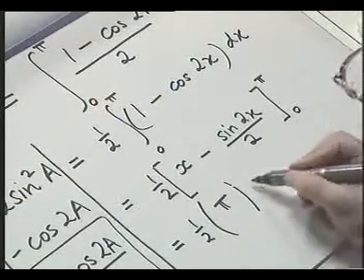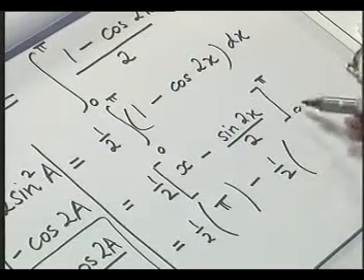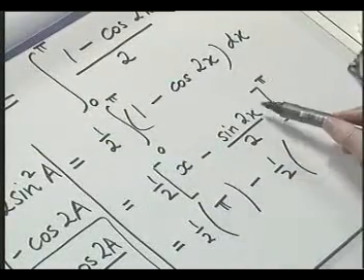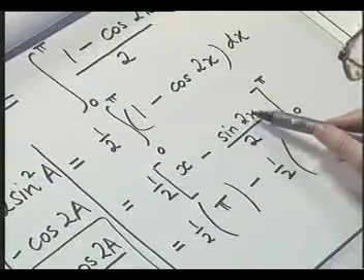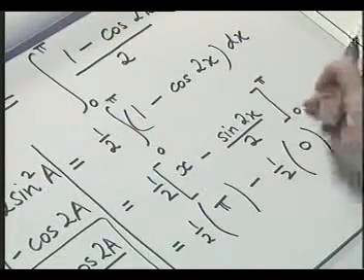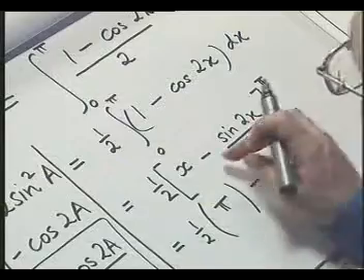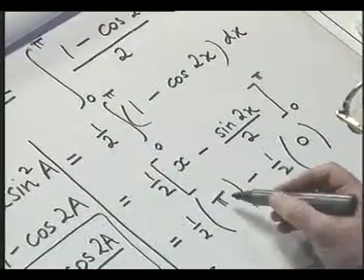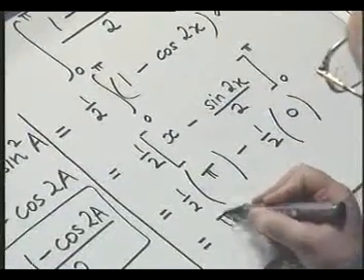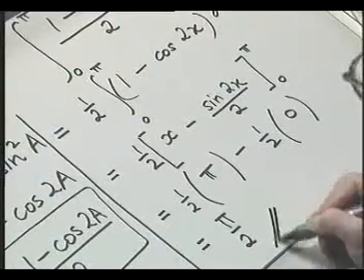When we put the lower limit in, x being 0 will be 0 here, and sine of 0 here, which is 0. So both of those terms will become 0 when we put the lower limit in. And so we're just left with simply a half of pi, or pi by 2.